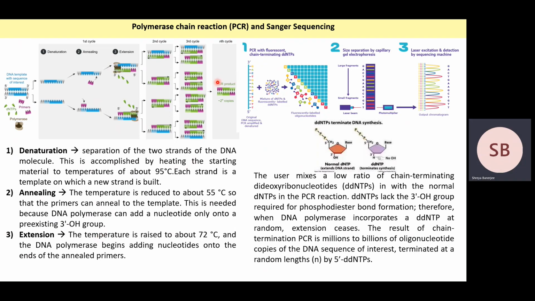So if you start with the DNA and you carry out n cycles of the polymerase chain reaction, you will end up with 2 to the power n copies of the DNA.